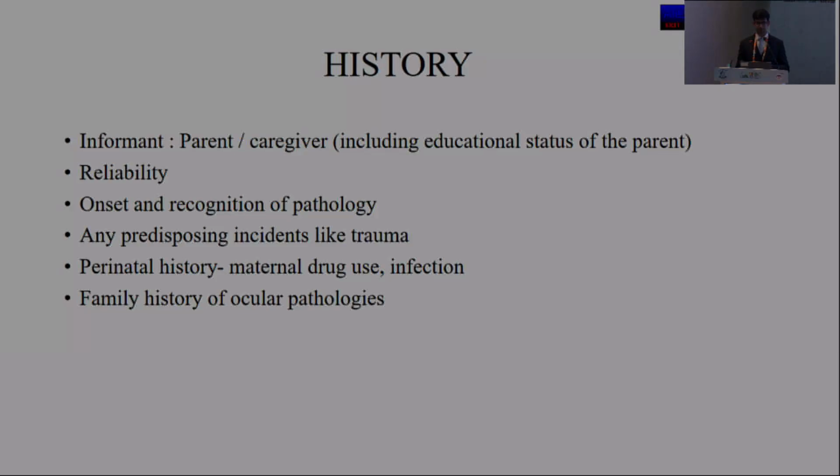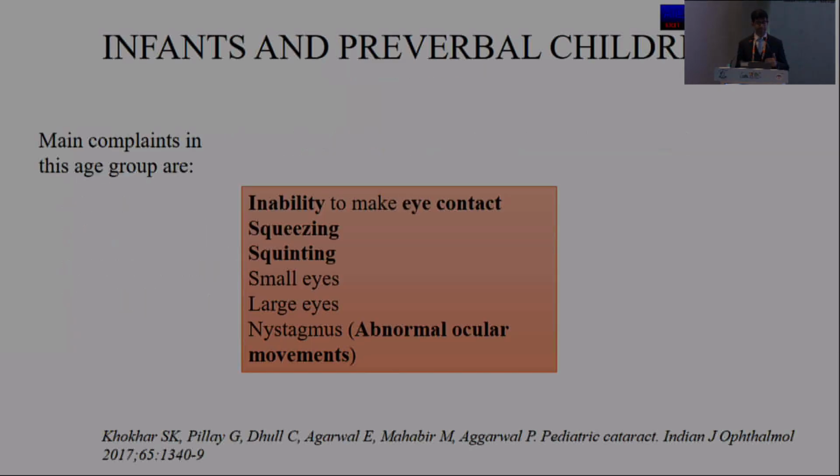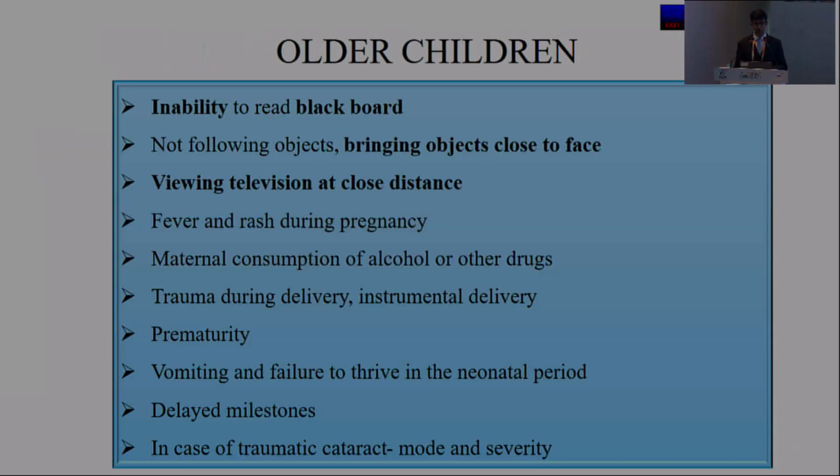So how to approach these patients when they come to our clinic? We have to take a detailed history. The parents usually give a history of inability to make eye contact, squeezing of eyes, especially in bright outdoors, squinting of eyes, and abnormal ocular movements. Especially if the kids are older, they give a history of inability to read the blackboard, bringing objects too close to the face, or sitting too close to the television to watch.